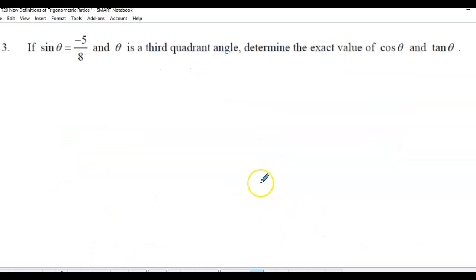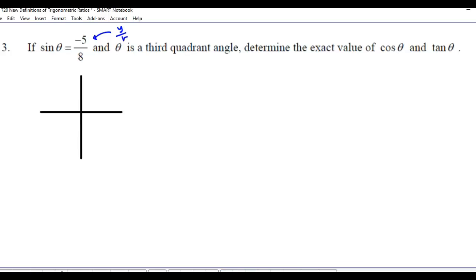All right, so this one gives us a trig ratio. Sine of theta is negative 5 over 8. Tells us that theta is in the third quadrant, and we want to find the cos and tan ratios. So draw an xy axis, pretty much all the time you do that. Think about what we've just learned, that sine here is y over r. So we know then that the y value is negative 5. Okay, it tells us that the angle's in the third quadrant.